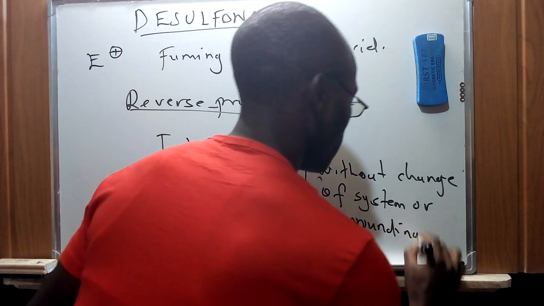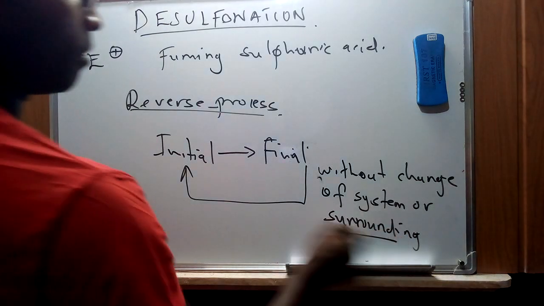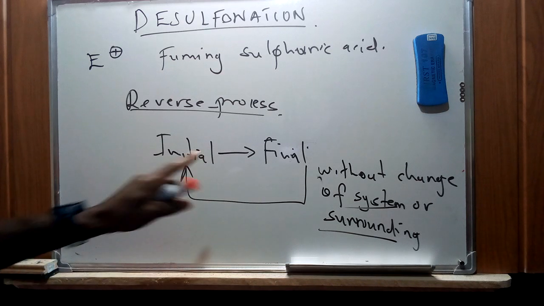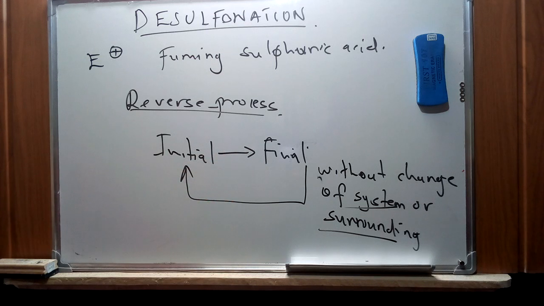These specific terms are the terms that we discuss in thermochemistry, which pertains to the relationship between the reactants, the product and the surrounding. So a reversible reaction is a reaction that can be achieved from the initial to the final stage, or from the final to the initial stage, without change of the system or its surrounding. Desulfonation is one of those processes, and we're going to give a simple demonstration.